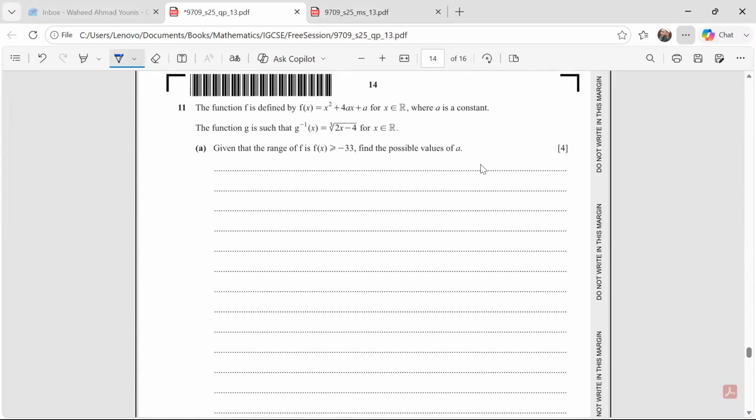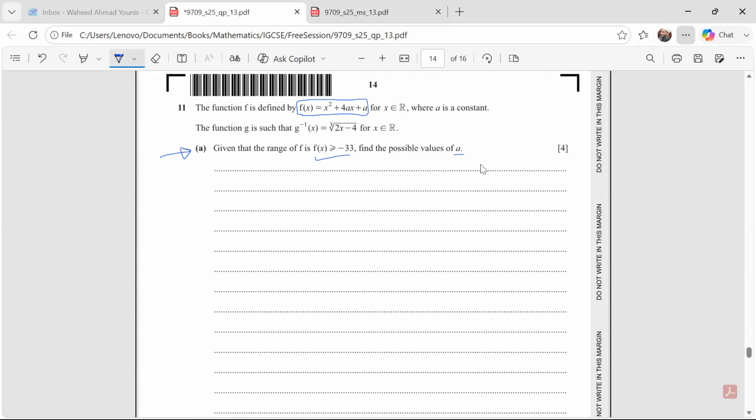The function f is defined by this expression. And you can see there is an unknown a over here, right? This is one thing. The second piece of information we don't need right now. So let's continue to part A. We have this function as given, and it is given that the range of this function is above minus 33. Find the possible values of a.